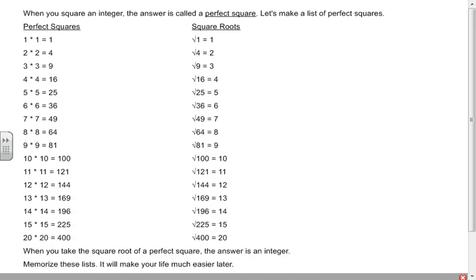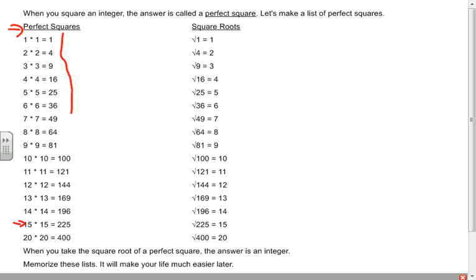Okay. In this first column, I've got the list of perfect squares. So 1 times 1 is 1, 2 times 2 is 4, 3 times 3 is 9. The column over here, the 1, the 4, the 9, the 16, those are perfect squares. And I did all the way from 1 up until 15, and then I added 20 on there as well. You should really be able to know those in your head without having to use a calculator or write them out or anything like that. Okay, it makes your life a lot easier later.